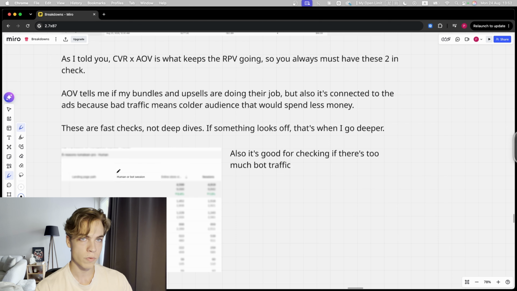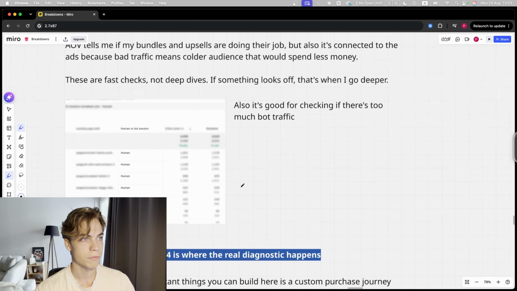And also, Shopify Analytics is pretty good for checking if there's too much bot traffic. So if you see your bot traffic increasing, again, something might be happening, you might be getting some attacks, I don't know, whatever, and you can act on that.